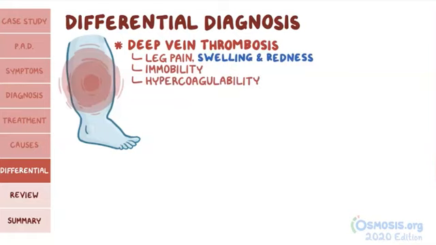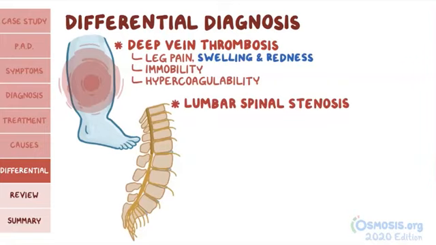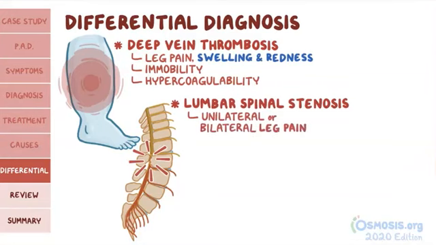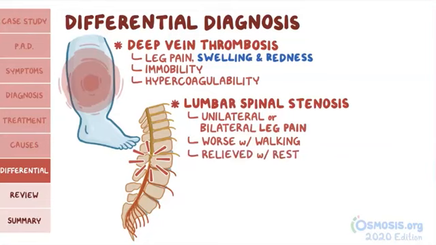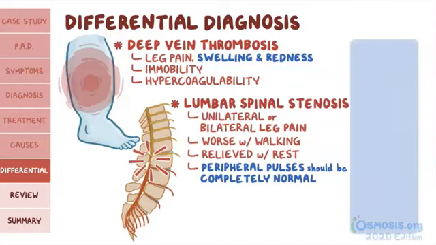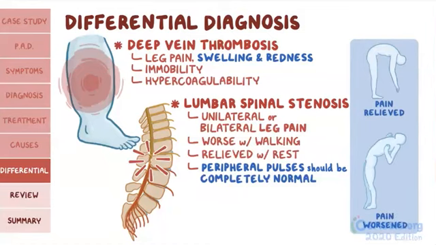Next is lumbar spinal stenosis, a condition in which the central canal or neural foramina of the vertebrae are narrowed due to degenerative changes associated with aging. Because it compresses the nerves that run down the leg, individuals present with unilateral or bilateral leg pain that is worse with walking and is relieved with rest. This presentation is very similar to peripheral artery disease, but you can tell them apart since when the pain is neurogenic, the peripheral pulses should be completely normal. In addition, the pain in neurogenic claudication is also relieved by flexing the back, or bending forward, and is worsened by extending the back, or bending backward.